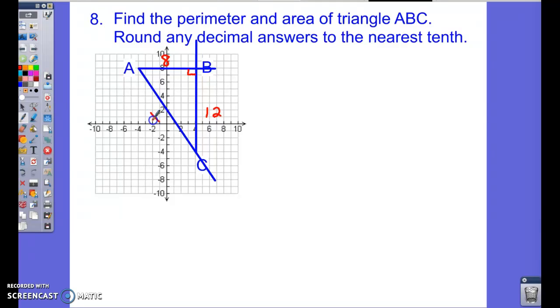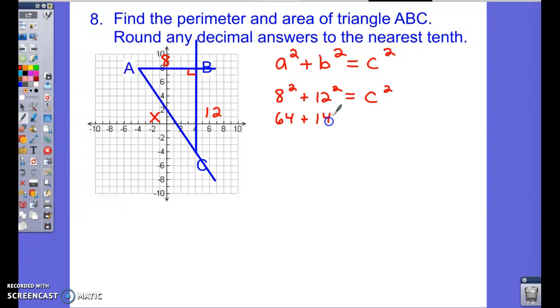Our challenge is to find the distance from point A to C. And again, since it's a right triangle, that tells us we need to use the Pythagorean theorem. So we'll be using a squared plus b squared equals c squared, and simply substituting in the values of 8 for the one leg and 12 for the other leg, and working through the problem as shown.